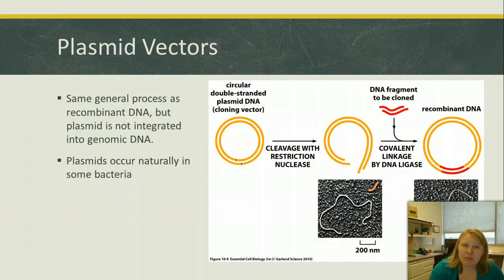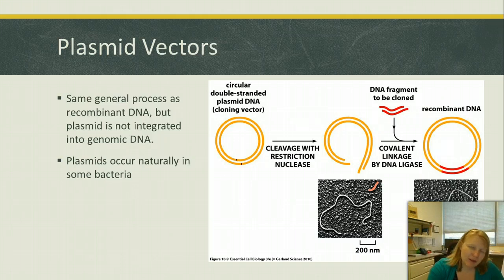We do the same thing with plasmids. So remember, plasmids are this naturally occurring circular DNA that bacteria make. And what we do is we'll open it up, stick in some DNA that we're looking for to be cloned, and then we'll close that plasmid back up.